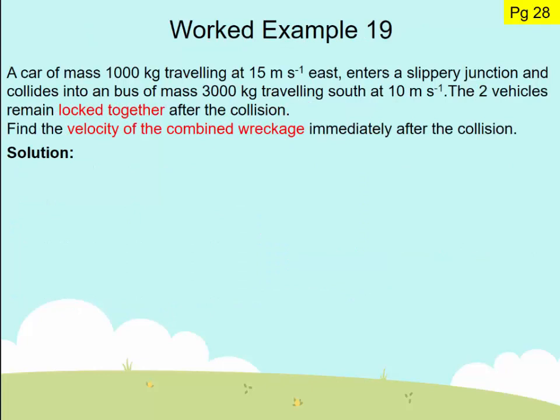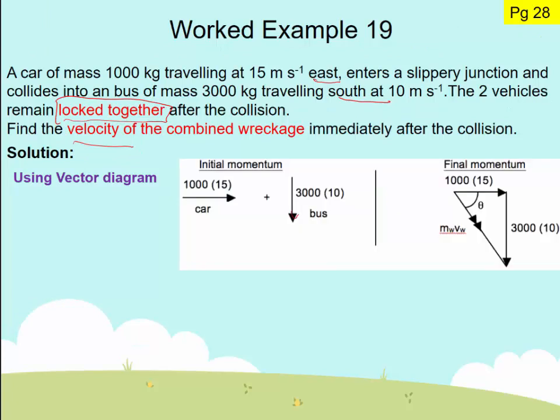A car of mass 1000 kg traveling at 15 meters per second enters a slippery junction and collides into a bus. And the bus is moving in another direction. So you can see that they are not a head-on collision because it is not the same straight line. The two vehicles remain locked together, meaning they will have the same final velocity after the collision. And you are supposed to find this final velocity. We will use the vector diagram to help us solve the question.